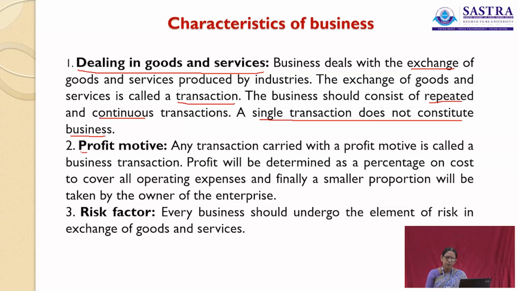Next one is the profit motive. This economic motive is normally found in profit making organizations. Any transaction carried out with the profit motive is called a business transaction. Profit will be determined as a percentage on cost. This profit is determined mainly to cover all the operating expenses plus a smaller percentage that should be taken by the owner of the enterprise for taking the stress and strain of conducting the business. So cost plus profit will give you your selling price. This profit element is the major economic incentive for any owner of an enterprise.